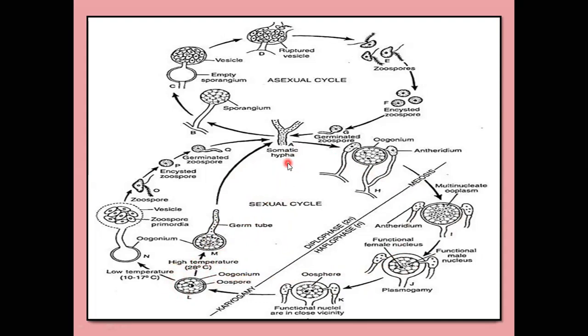But sometimes the temperature is maintained below 28, or below 20 degrees Celsius. Then the somatic hyphae germinate and produce the spore fruits, that is the sporangium. The sporangium develops sporangia; after maturation, the wall of the sporangium releases the sporangia.